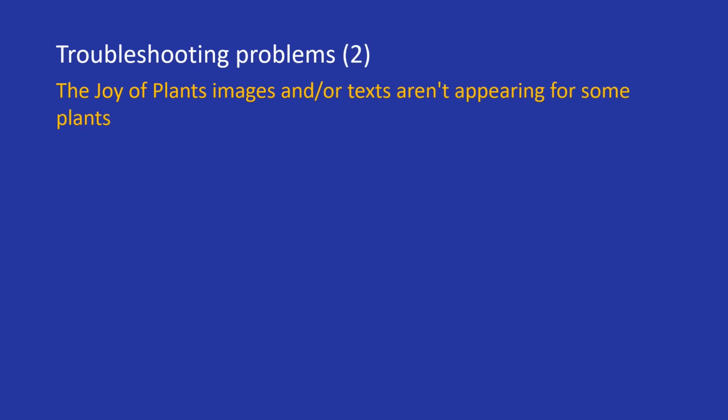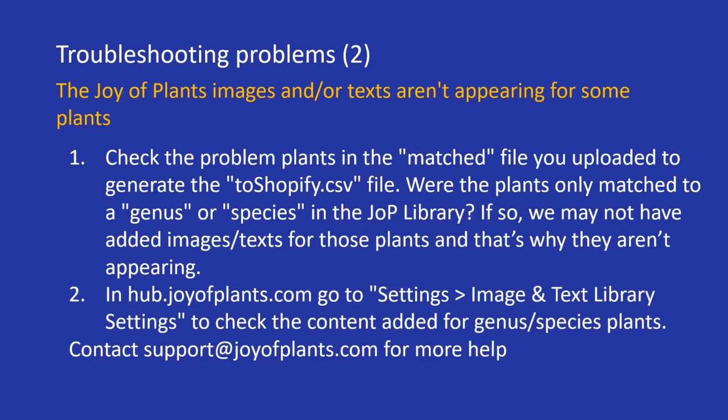The Joy of Plants images and/or texts aren't appearing for some of the plants. Check the problem plants in the matched file you uploaded to generate the to shopify.csv file. Were the plants only matched to a genus or species in the Joy of Plants library? If so, we may not have added images and text for those plants, and that's why they aren't appearing. In hub.joyofplants.com, go to Settings, Image and Text Library settings to check the content added for genus and species plants. Contact support@joyofplants.com if you need more help.